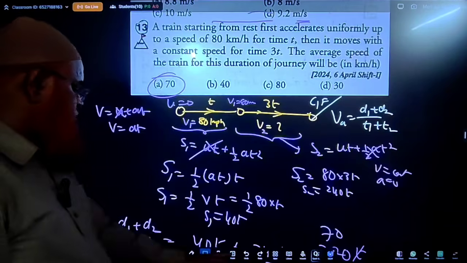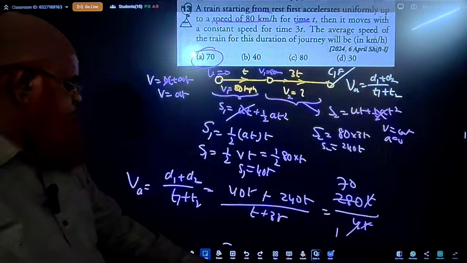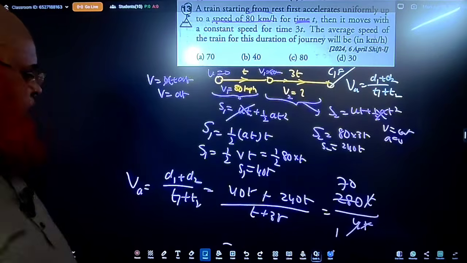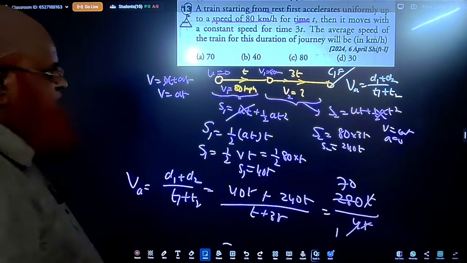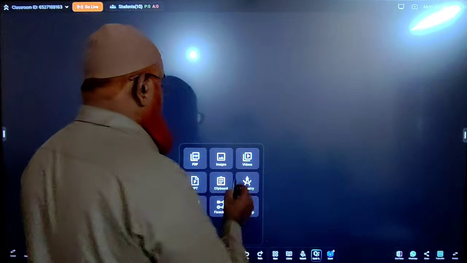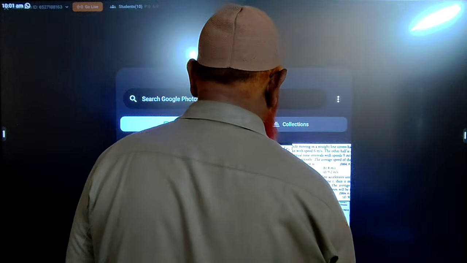Okay, so hope you understood this one. Is it clear? Okay. Understood? Now, let us go for the next model. Let us go for the next model here.